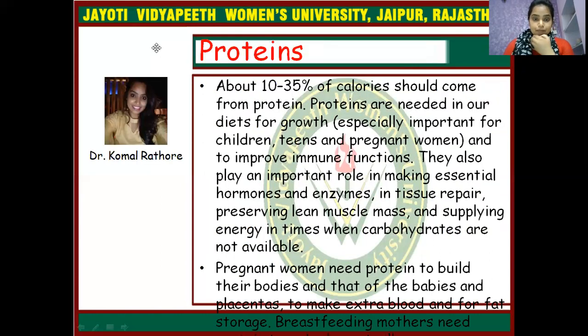Next is protein. About 10 to 35% of calories should come from protein. Proteins are needed in our diet for growth, especially important for children, teens, and pregnant women, and to improve immune function. They also play an important role in making essential hormones and enzymes, in tissue repair, preserving lean muscle mass, and supplying energy in times when carbohydrates are not available.